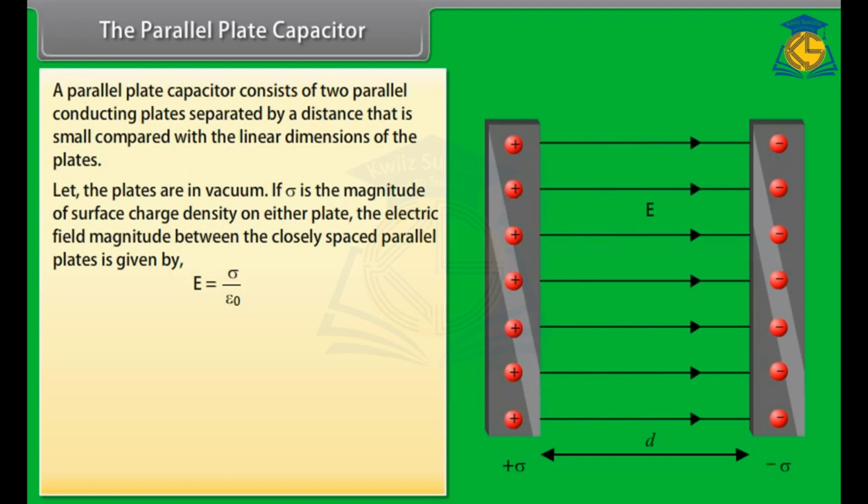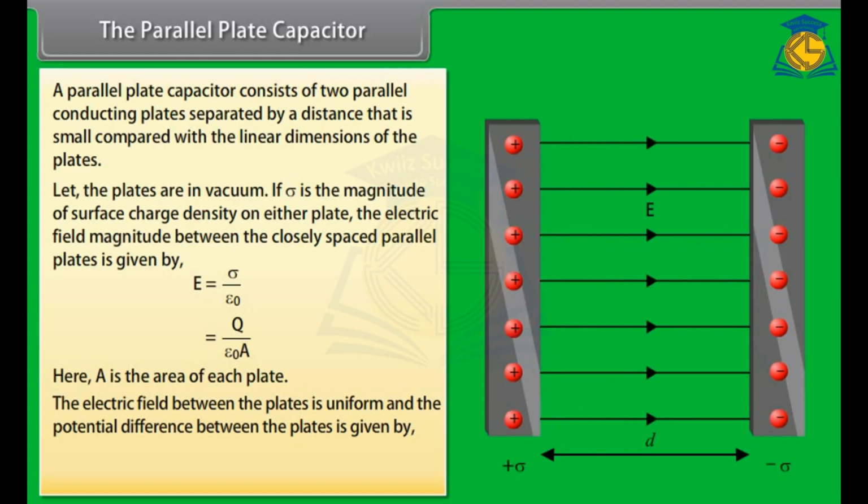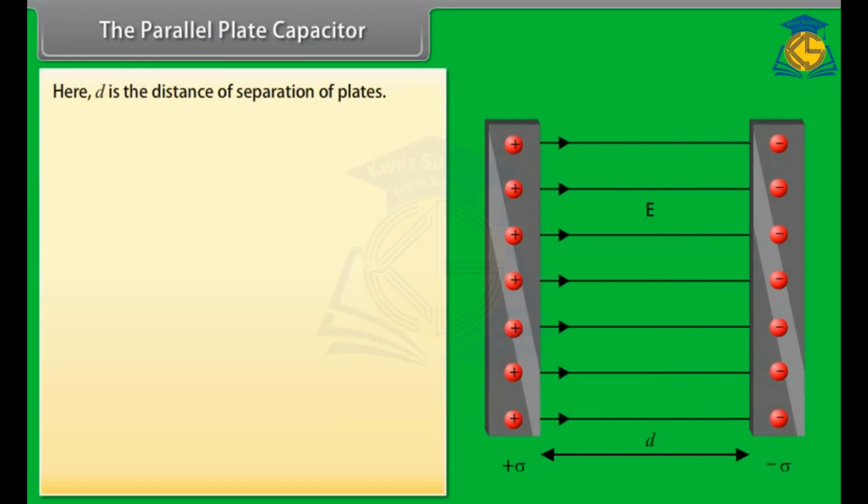But sigma is equal to Q by A. Put the value of sigma in the above equation. We get E is equal to Q divided by epsilon naught A. Here, A is the area of each plate. The electric field between the plates is uniform and the potential difference between the plates is given by ED, which is equal to QD upon epsilon naught A. Here, D is the distance of separation of plates.